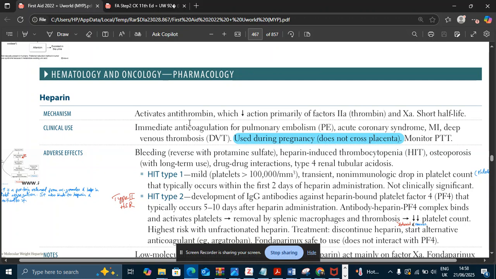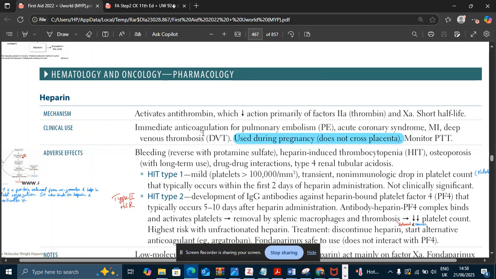Okay, now let's talk about the clinical uses of heparin. So it provides an immediate anticoagulation. We will discuss the differences between heparin and warfarin, and that would make things more clear. But for now, let's read this. It provides immediate anticoagulation for pulmonary embolism, acute coronary syndrome, MI, DVT. Okay, so these are the clinical uses of heparin.